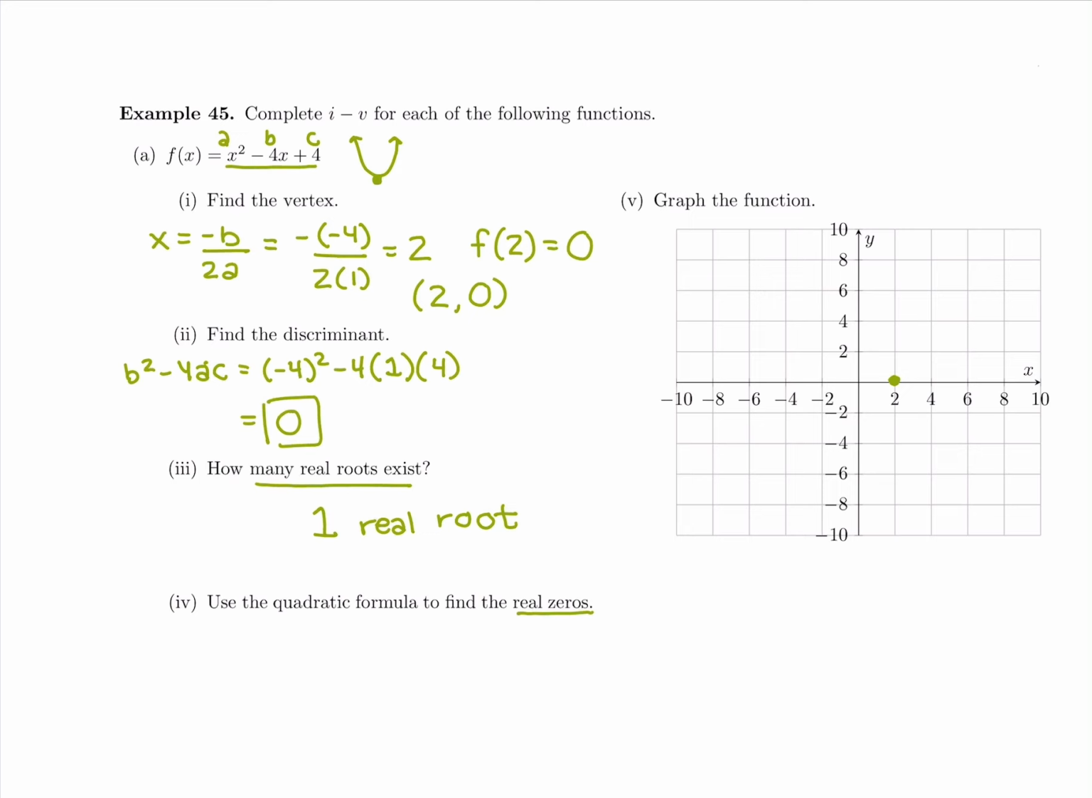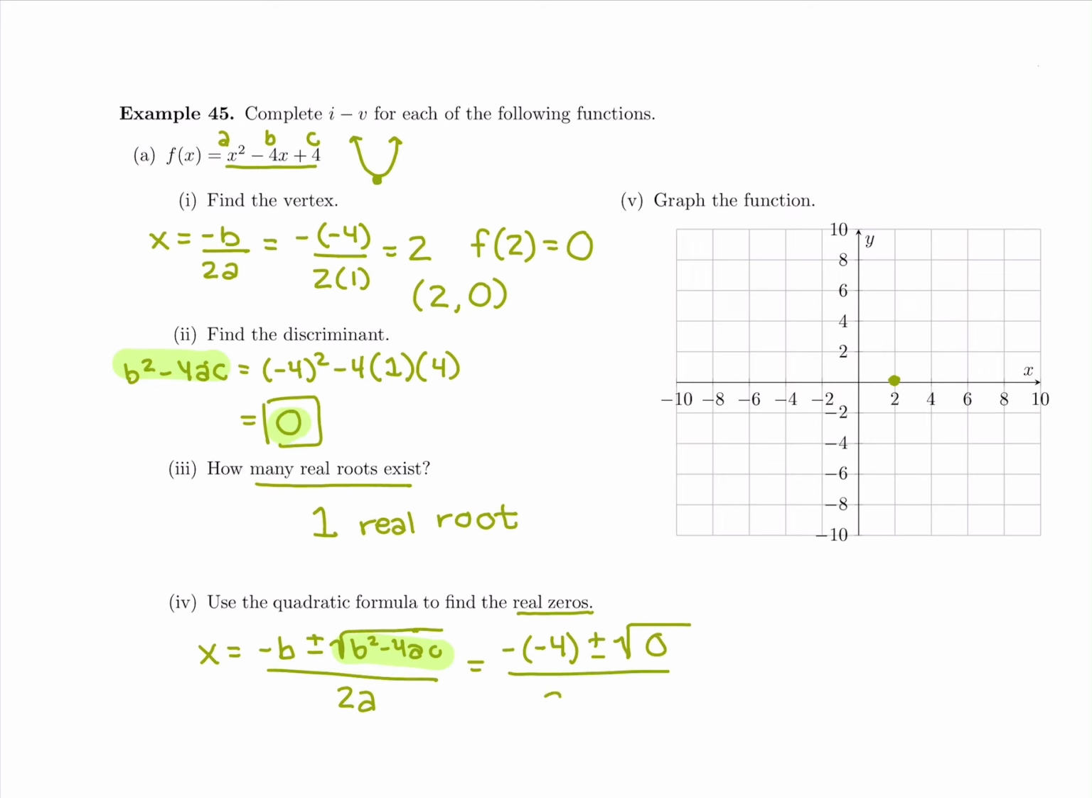There's a faster way to find the zeros because we already found it on the graph, but to verify we would do the quadratic formula, negative b plus or minus the square root of b squared minus 4ac all over 2a. Plugging into our formula, we have negative b, which is negative of a negative 4. We have plus or minus that square root of b squared minus 4ac. We already calculated that. This is our discriminant. That all is just going to be 0.